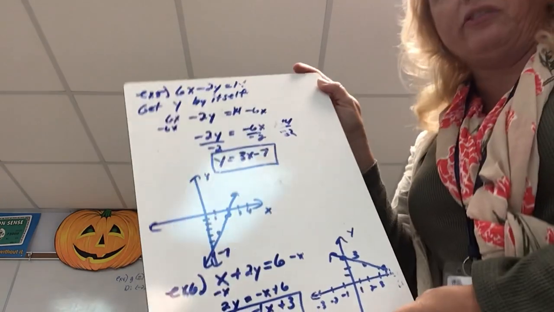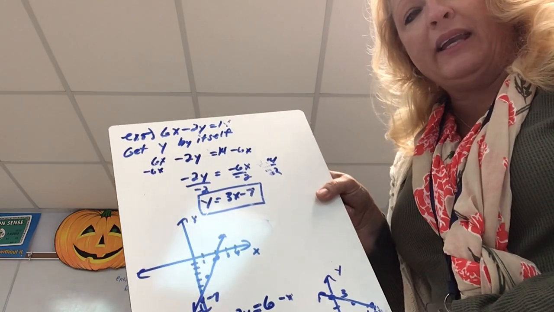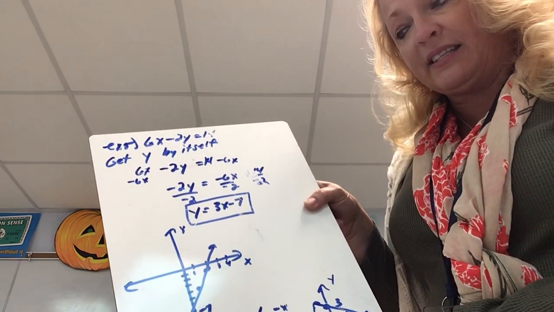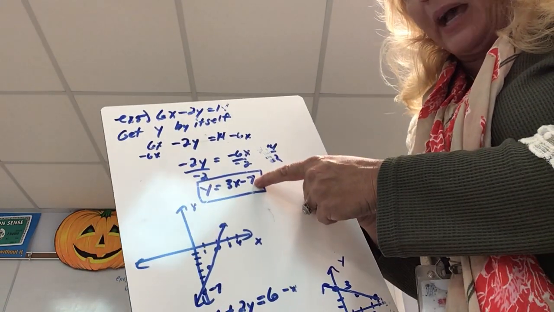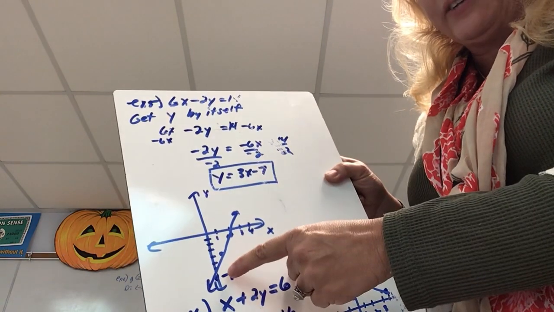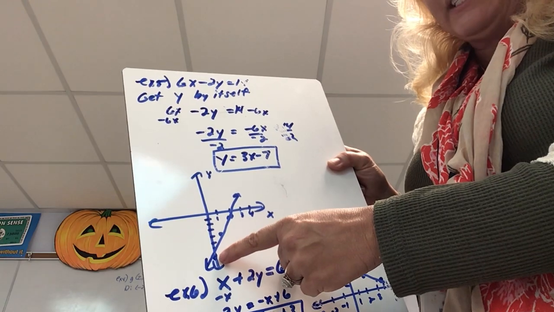Okay, we haven't officially talked about y equals mx plus b, but we have been doing a lot of patterns and exploration exercises that reminded us this number is our y-intercept. So 0, negative 7 is my y-intercept. So I can start here, and then my slope is 3.